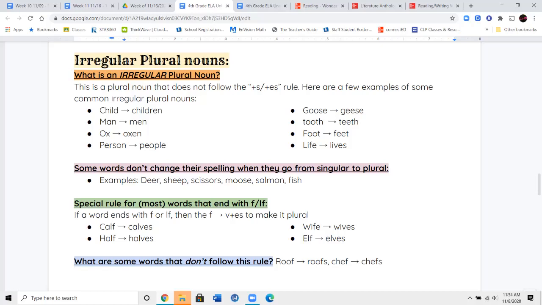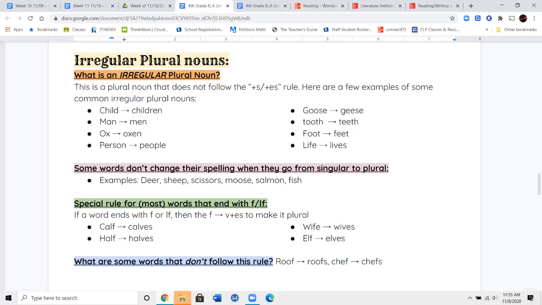If I'm talking about the boy's scissors, the scissors that belong to the one boy, talking about one. But if I'm saying the children's scissors, I'm talking about more than one, because I'm using my clue from the word children to tell me that there's more than one. The herd of moose, or a moose, right, will tell you if it's singular or plural. I saw a salmon in the river, or the salmon are all swimming upriver, will tell you singular or plural.